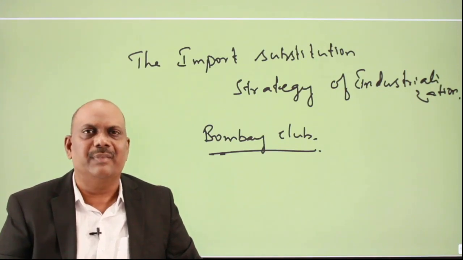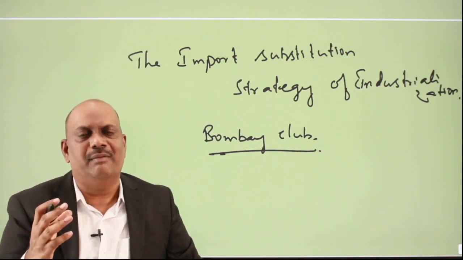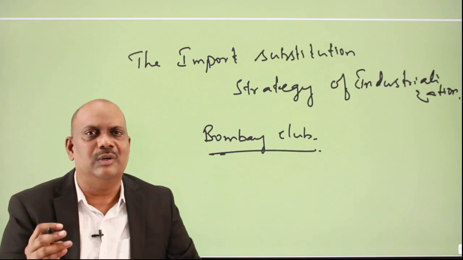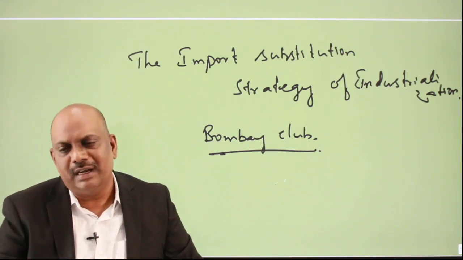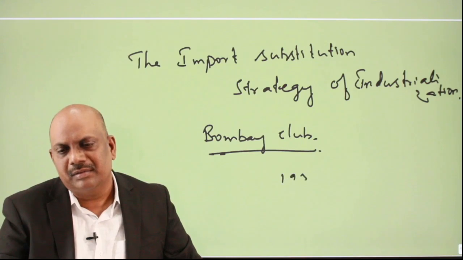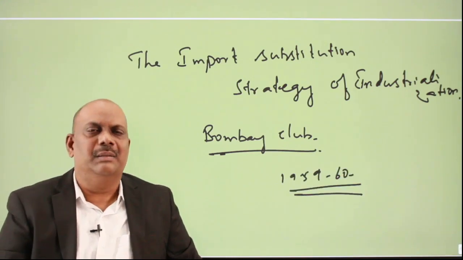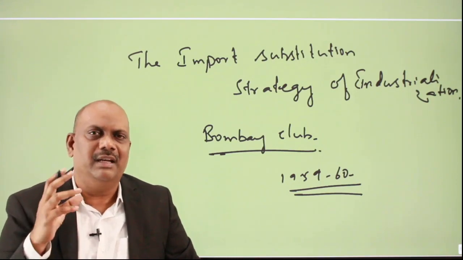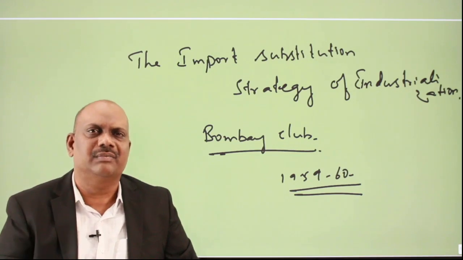But still, by this strategy, Nehru managed to achieve what he actually wanted to achieve. He managed to control the current account deficit. By around 1959-1960, the balance of payment problem got solved almost, and we managed to have some considerable reserves.